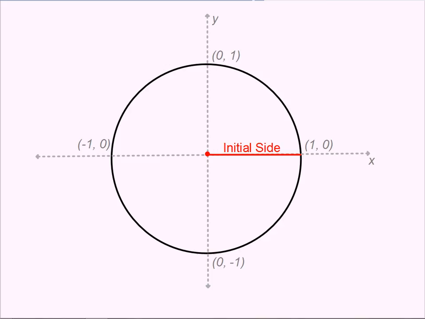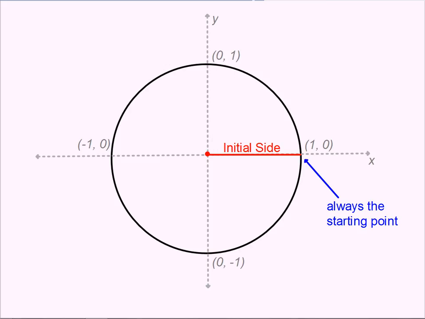Your first piece of vocabulary today is initial side. Initial side is the radius that starts in the center and goes along the positive side of the x-axis out to (1, 0). This is where everything's going to start. This is where our angles are going to start. This is where our arcs are going to start. Everything in a unit circle begins here.